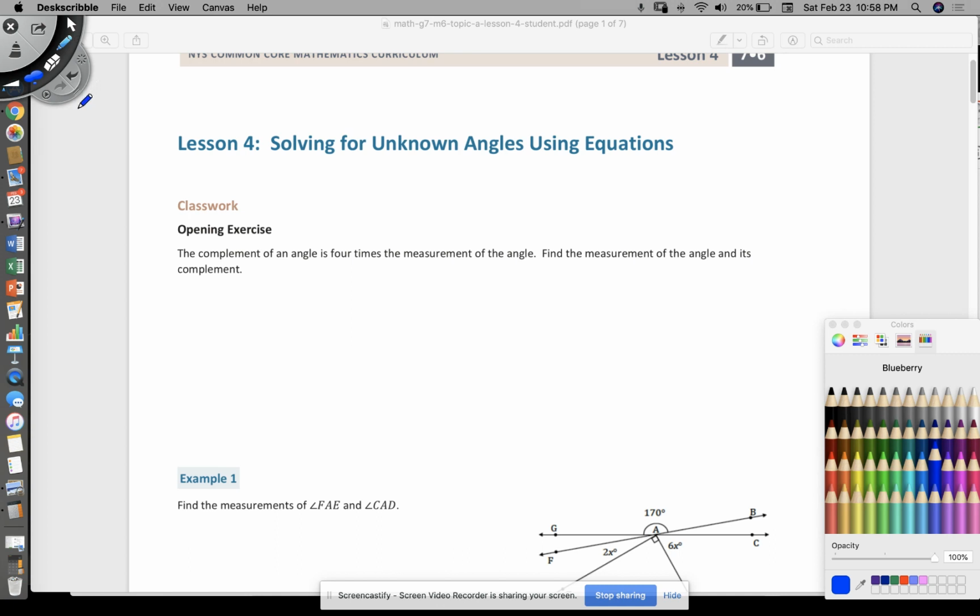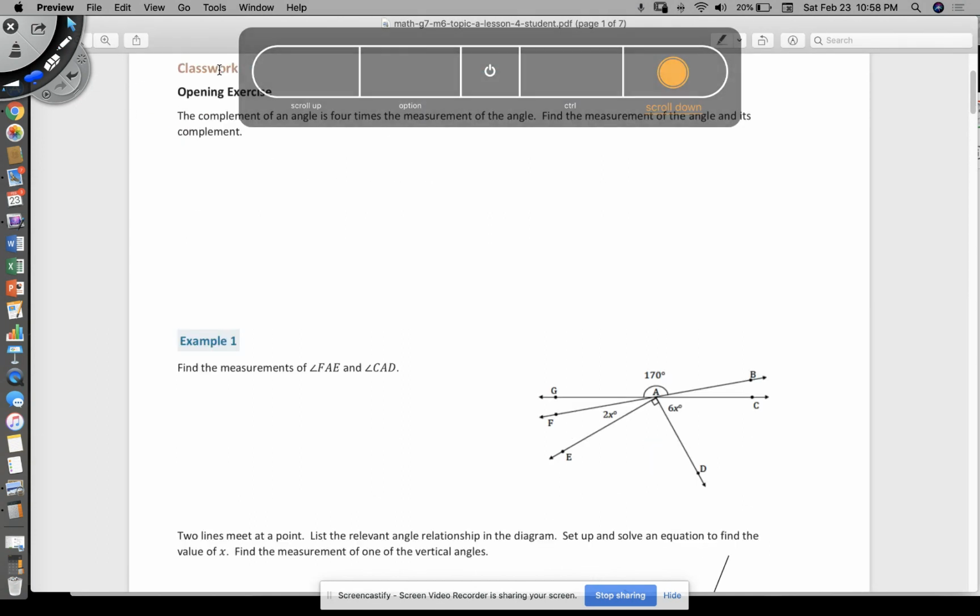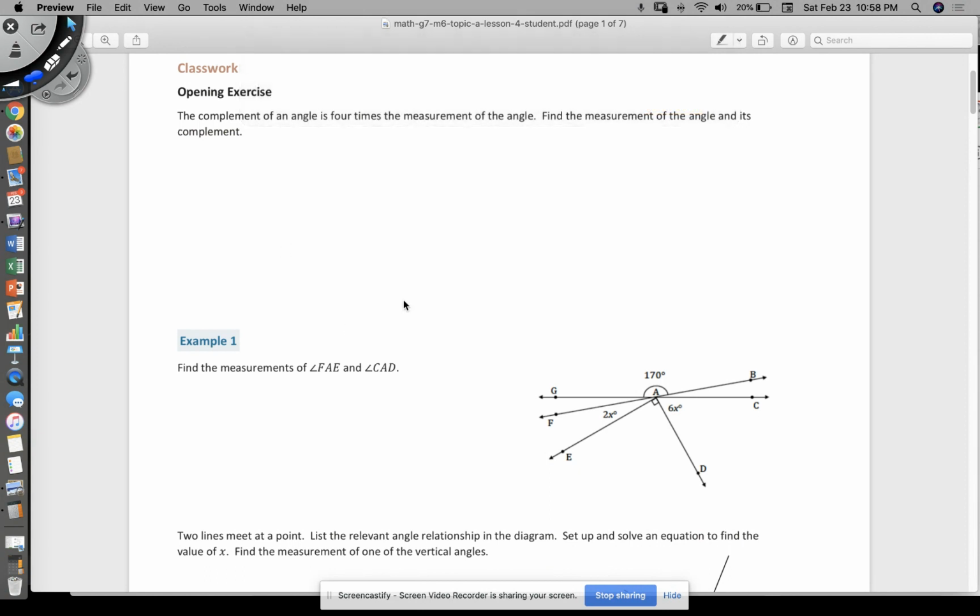This is the last lesson for Topic A. This is Module 6, Lesson 4 for 7th grade on solving for unknown angles using equations. So this is going to be a wrap-up of all the lessons we've been working on in this topic. Hopefully by now you have an idea of all those angle rules and how things add up together. So here we go.